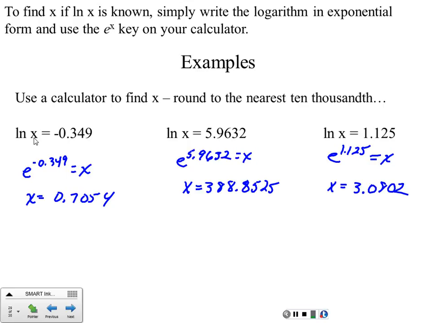Alright, so again, you already know how to use your E button on your calculator, but anytime you're looking for the argument, whether you're doing natural log or logarithms, just remember you have to change it to exponential form first. Alright?